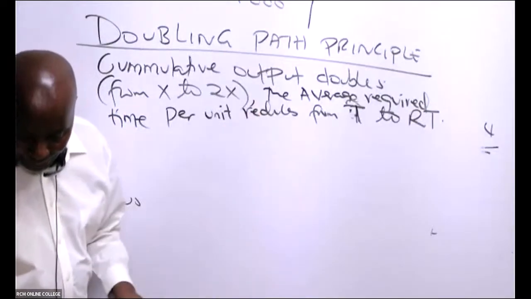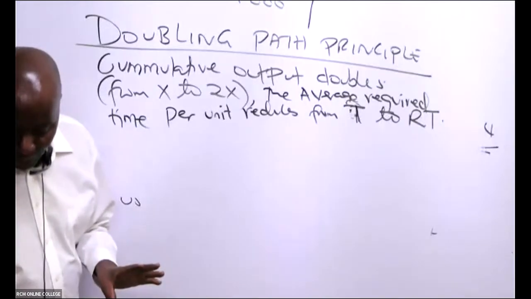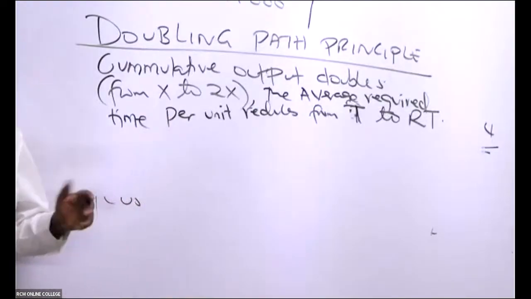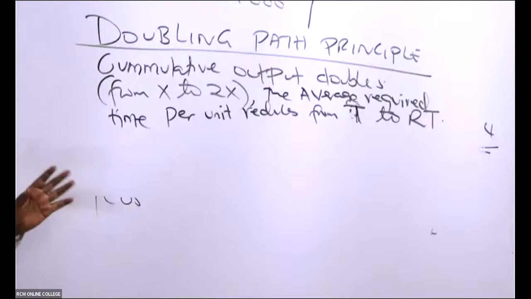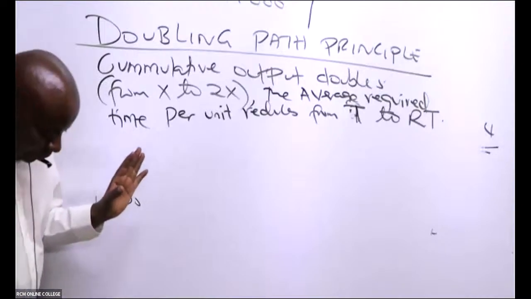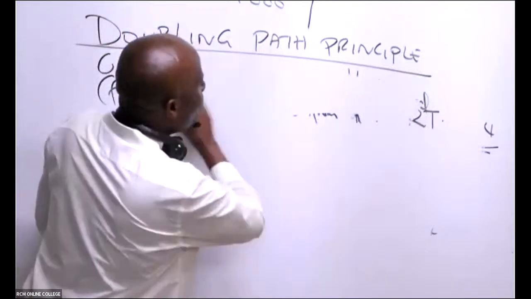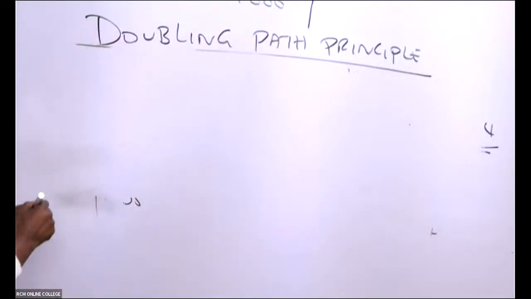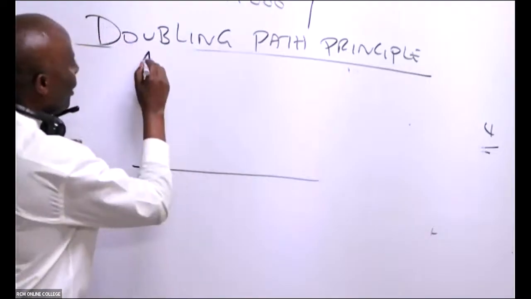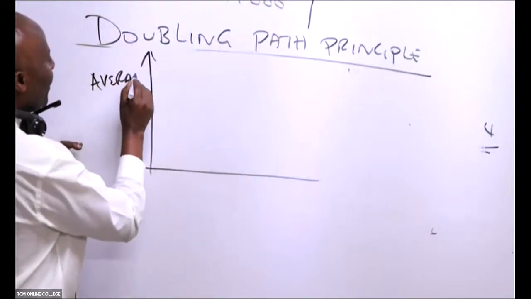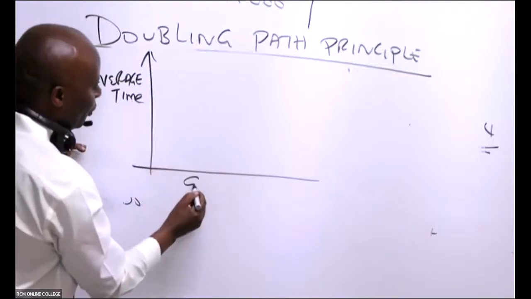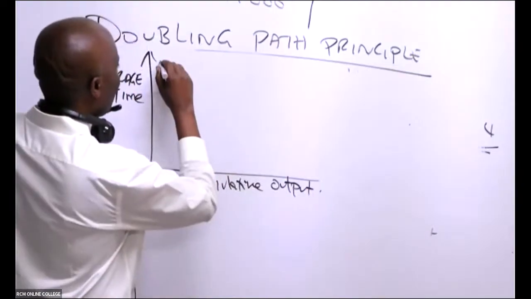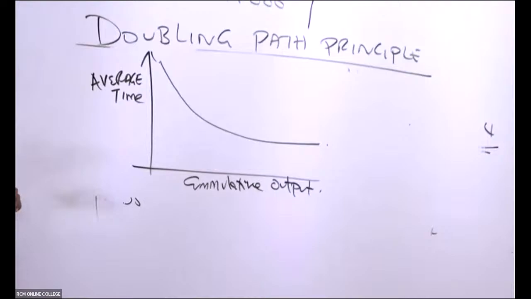From T to RT. So I want to ask whether, especially the online students, have you been able to write up to here? The online students, because at times you have internet issues. Thank you so much. I'm not asking whether you've understood, just writing. Then allow me to demonstrate this diagrammatically for you to understand. So diagrammatically, we have average time, and then we have cumulative output, like that. Draw something like that.